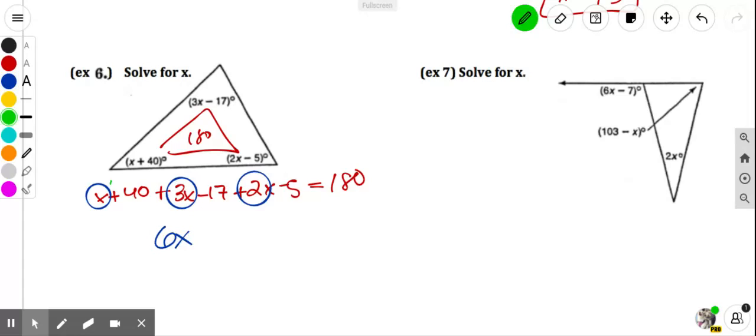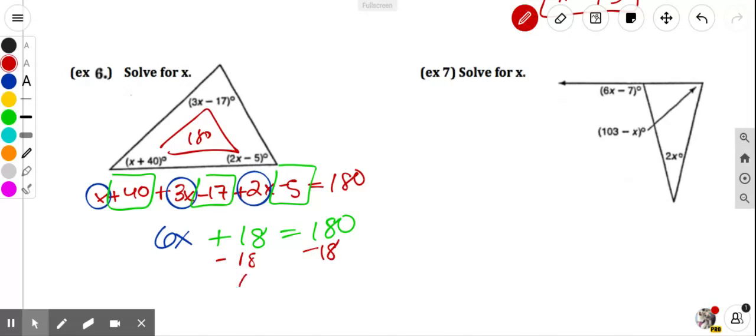And then 40 and negative 17, that's going to be 23. And then minus 5 is going to be 18. So that's positive 18 equals 180. Let me switch back to red. So now we're going to subtract 18. So we're going to have 6x equals 162. And then we can divide by 6. And so we get x is 27.